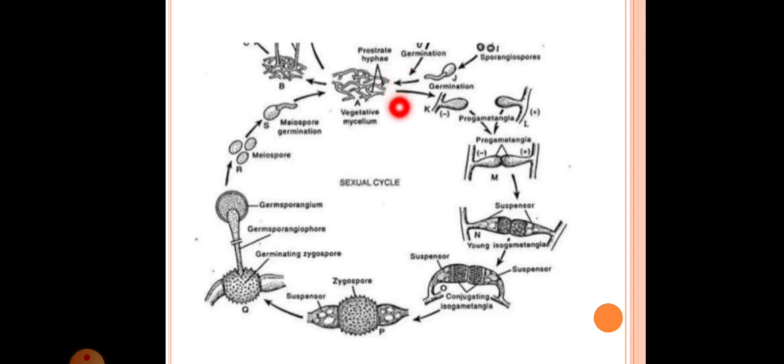Here the positive and negative strains mix to form the progametangia. Then the suspensors are formed. Then the young isogametangia are produced. Then conjugation takes place. Then the zygospore is produced. Then the zygospore germinates and produces the sporangium with meiospores, and the meiospores germinate and produce the new vegetative mycelium. So this is the life cycle, or sexual cycle, of mucor.